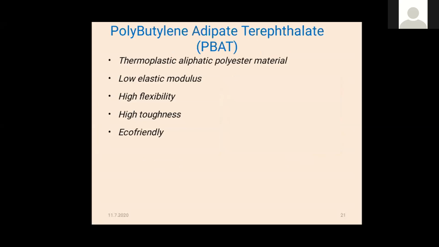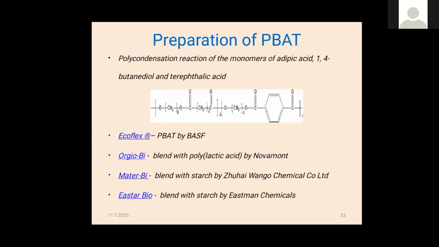The third one is polybutylene adipate terephthalate, PBAT. It is a thermoplastic aliphatic polyester material. It has a low elastic modulus, high flexibility and high toughness, which are the major advantages of this polymer, and it is an eco-friendly material. PBAT is prepared by the polycondensation reaction of adipic acid, 1,4-butanediol, and terephthalic acid.